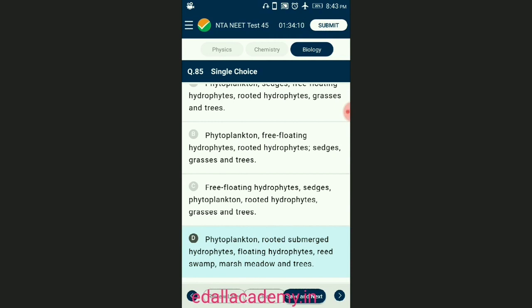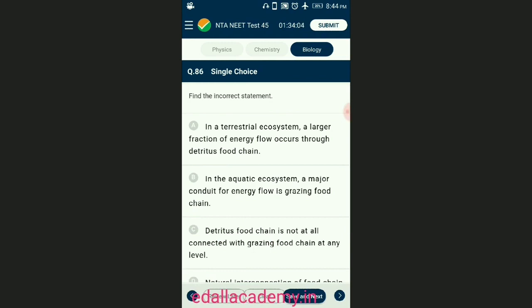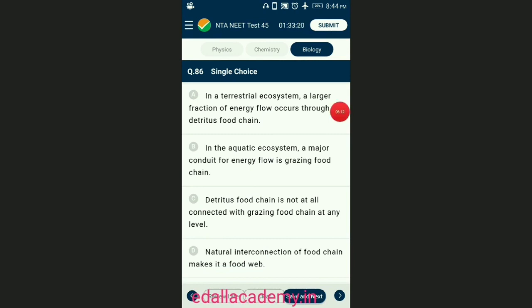Question number 86. Find the incorrect statement. In nature, the detritus food chain is connected with grazing food chains at some levels. Some of the organisms of the detritus food chain are prey to the grazing food chain animals, and in the natural ecosystem some animals like cockroaches, crows, etc. are omnivores. So the answer for this question is option C. Detritus food chain is not at all connected with grazing food chain at any level. So that is the incorrect statement.